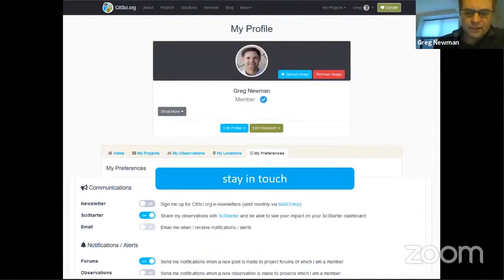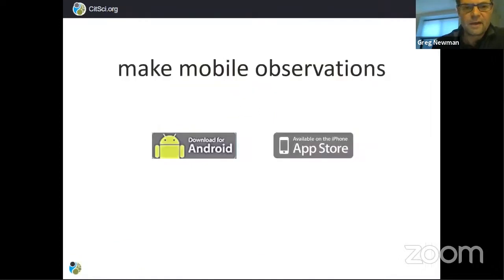And then stay in touch with automated communications and reports in your inbox of, hey, new observations were made, or please notify me through push notifications and that kind of thing. So all this to say, of course, you can make these observations on your mobile phone and submit them to these various platforms.